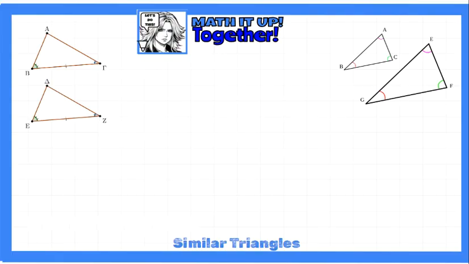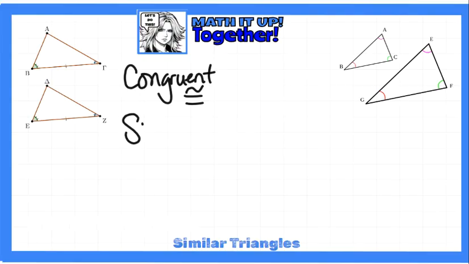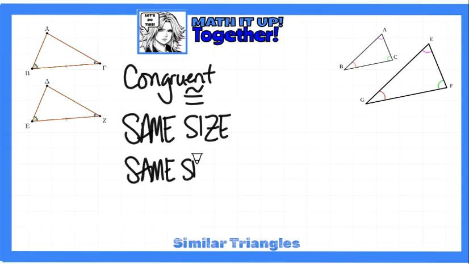So we have congruent triangles. Congruent shapes, we use this symbol for congruent. Congruent is kind of like geometry's equal, right? Congruent shapes share some qualities. They are the same size. You can see there, they're the same size. And they are the same shape. And you can see there they hold the same shape.